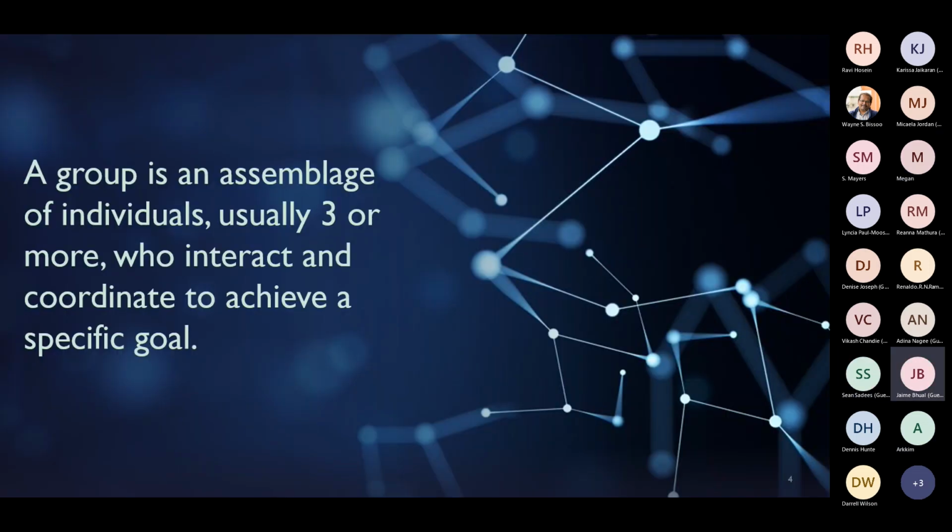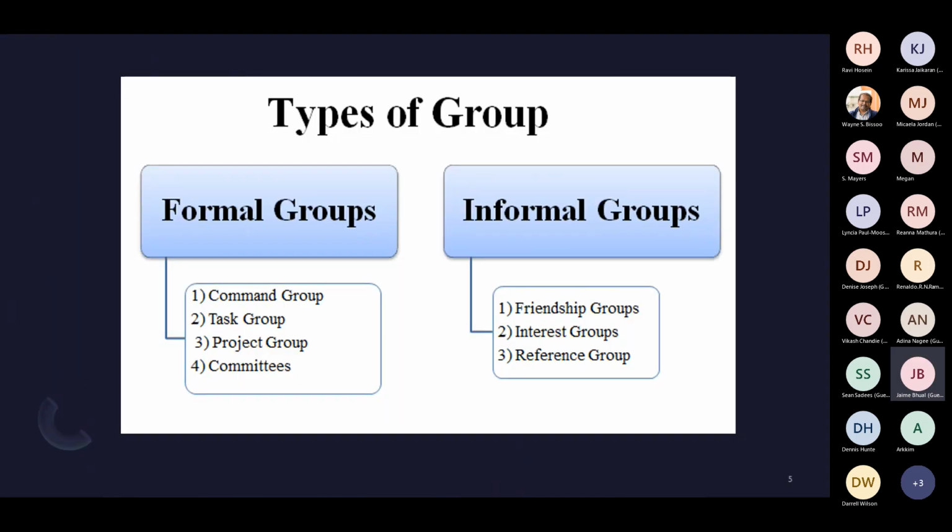So a group is really a gathering of individuals, usually three or more, who interact and coordinate to achieve a specific goal. Now, there are several different types of groups. There are formal groups, which are systematically structured in hierarchical form. So these are like the governments, schools, churches, etc. And then there are the informal groups who come together for a common interest or other personal relationships. So these are people who have like lunch together, people who carpool or play casual sports, etc.